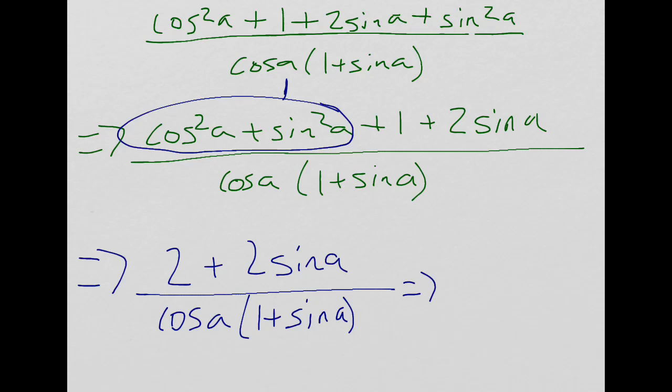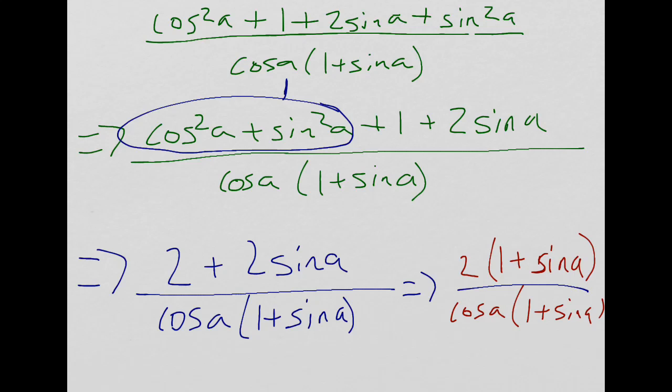Alright, so what could I factor out of this top? Could I factor something out of the top? I can factor 2 out. So if I factor a 2 out, what have I got left in that parentheses? 1 plus sine A. Now what could I do?